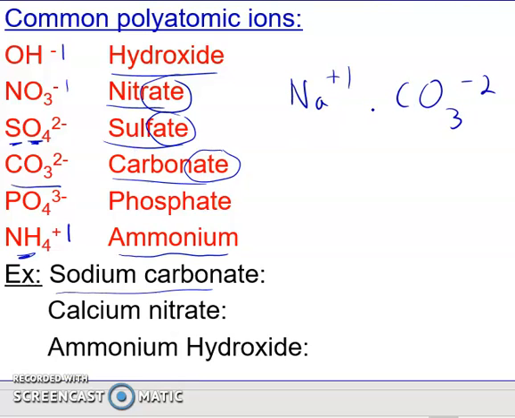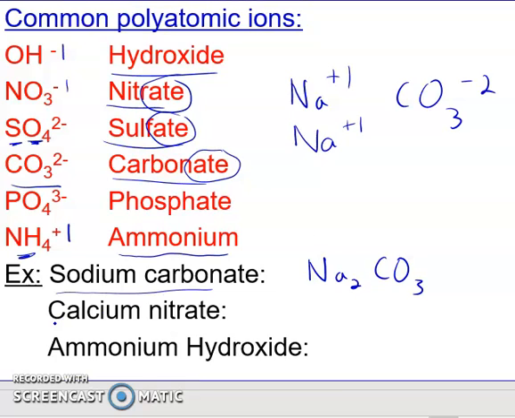And the logic is exactly the same as before. How many sodiums do I need to balance each carbonate? Each carbonate is a -2 charge. So I would require 1 sodium to balance them out. Sorry, I require 2 sodiums, 1 more sodium to balance them out, so 2 total. So when we write the compound, we'll write it as Na2CO3, like this.